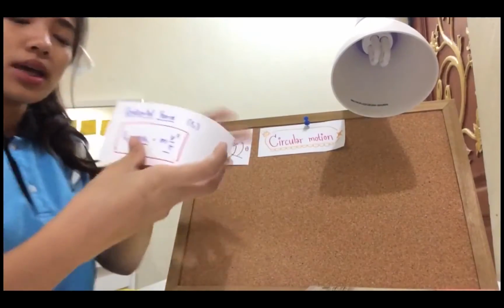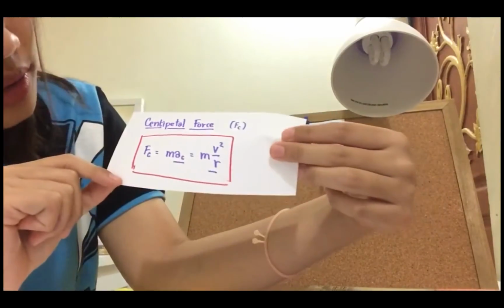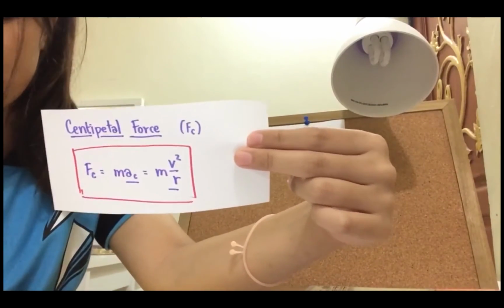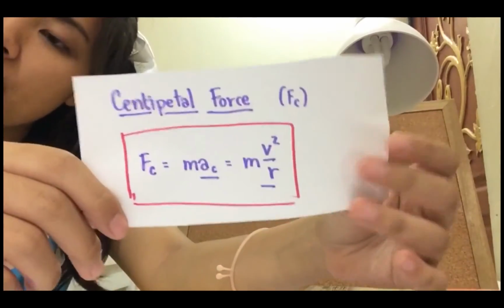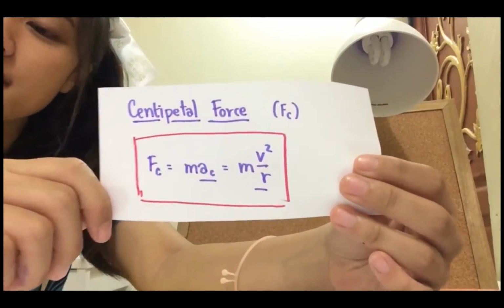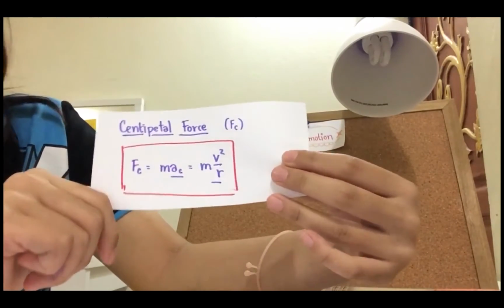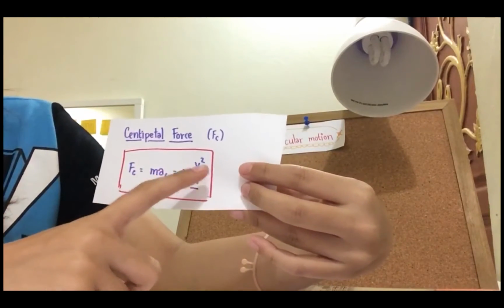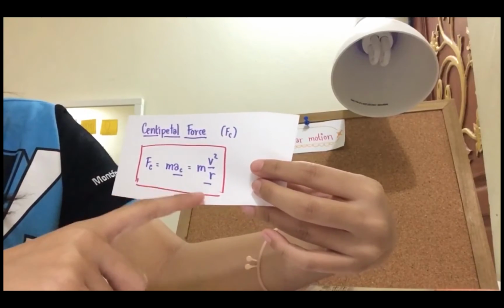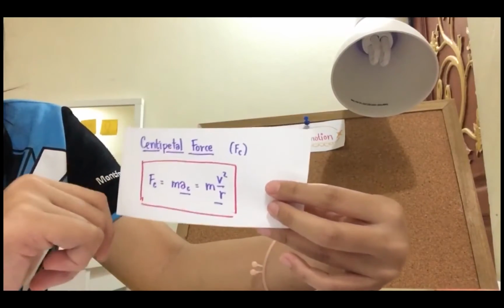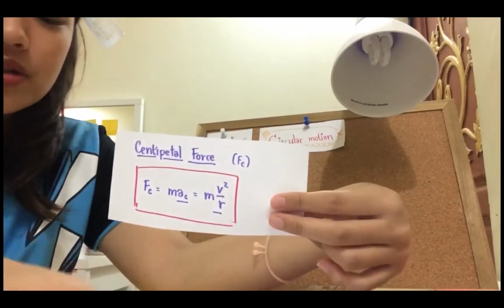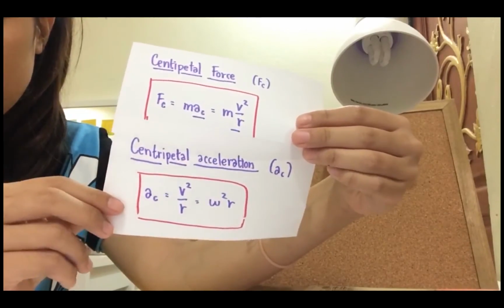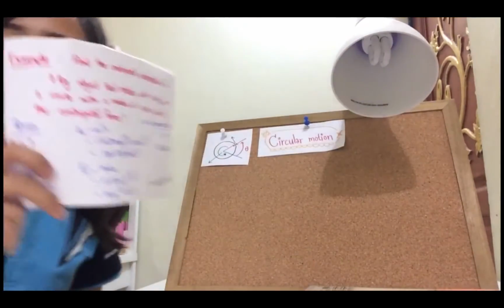And the next one is centripetal force. It is the net force required to keep an object moving on a circular path. The formula is centripetal force equals mass times centripetal acceleration equals mass times v squared over r. Or we can use mass times omega squared r, because from this one it's related. So let's see the last example.